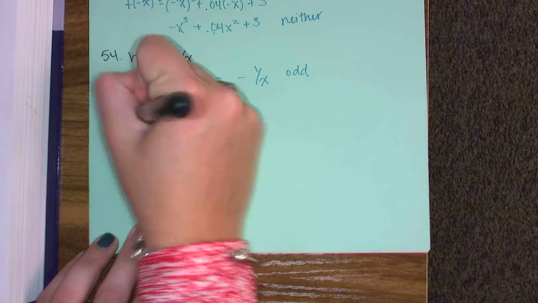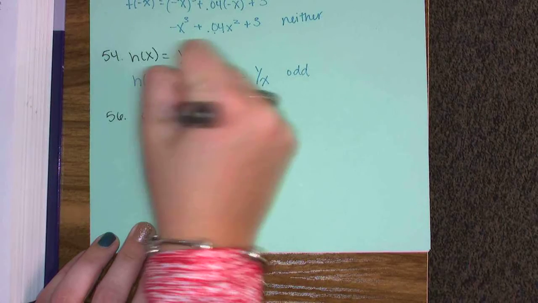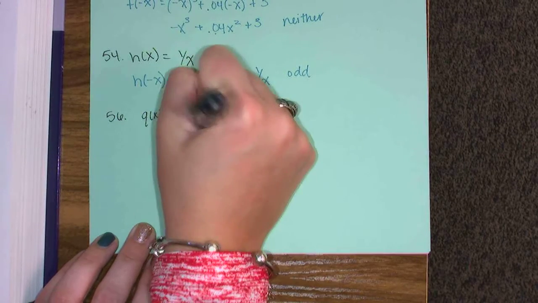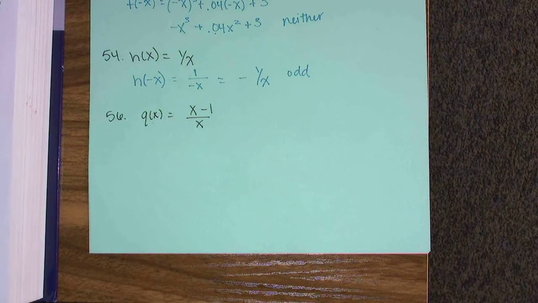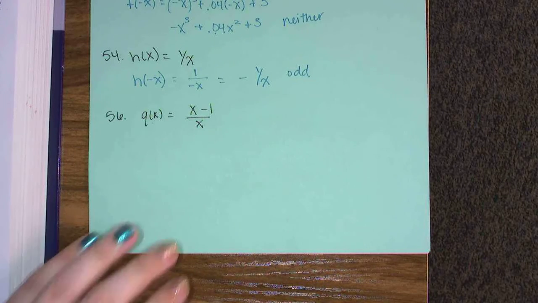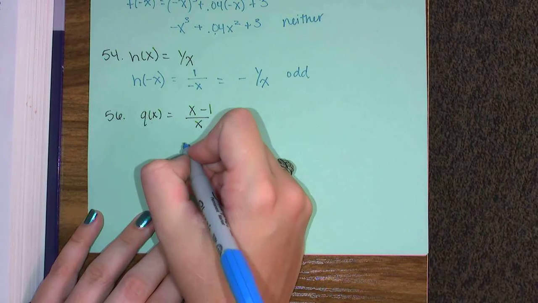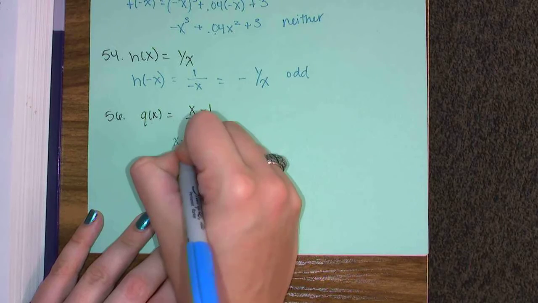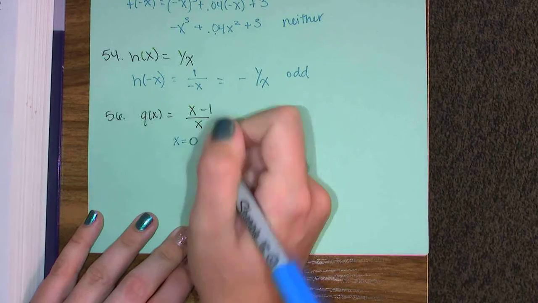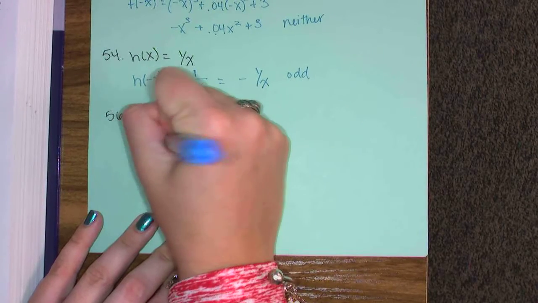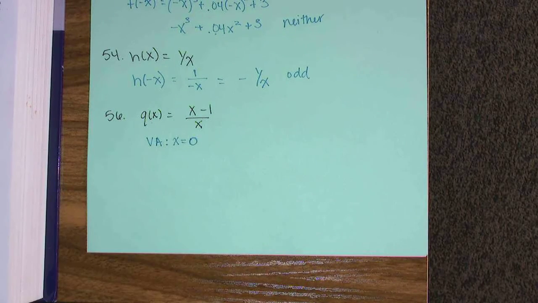Number 56, q of x is equal to x minus 1 over x. Okay, so vertical asymptotes, I'm looking at the denominator. So where the denominator is equal to 0, where does that happen? x is equal to 0. Okay, so that is my vertical asymptote, and you need to label it like VA and then x is equal to 0.